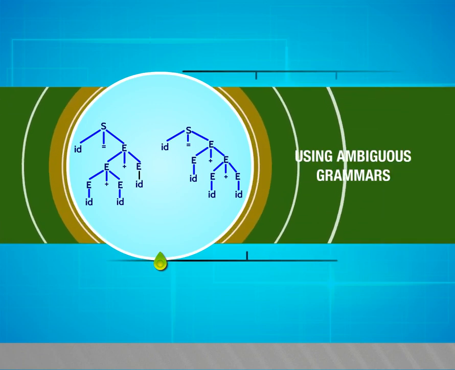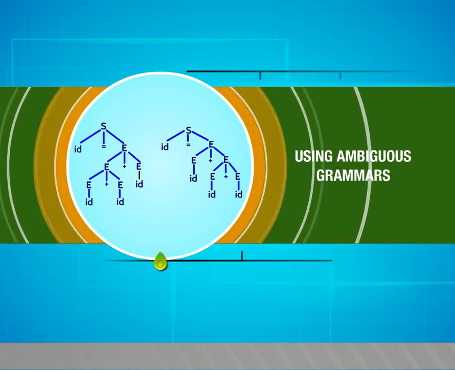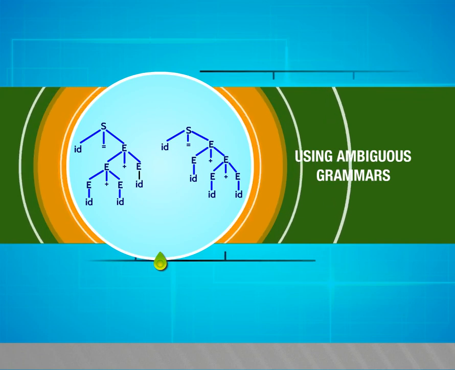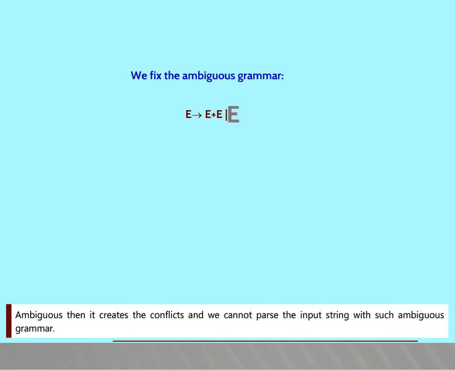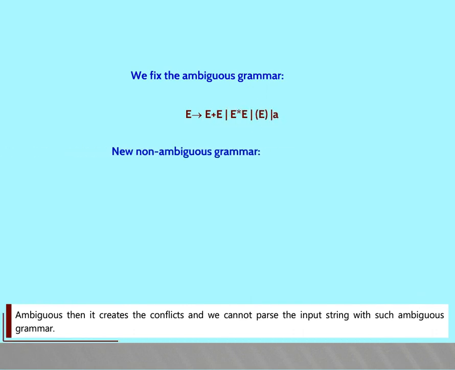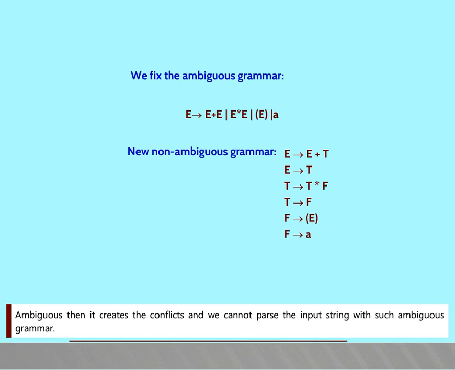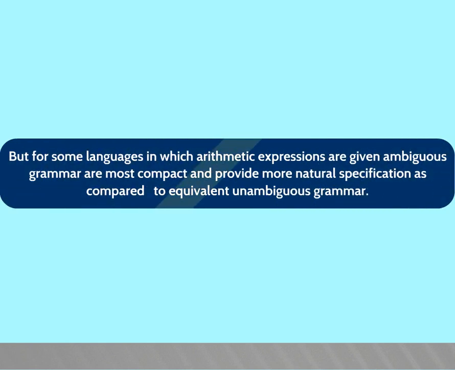Using ambiguous grammars. In this video, we are going to see about the use of ambiguous grammar. If a grammar is ambiguous, then it creates conflicts and we cannot parse the input string with it. But for some languages in which arithmetic expressions are given, ambiguous grammars are most compact and provide a more natural specification as compared to the equivalent unambiguous grammar.